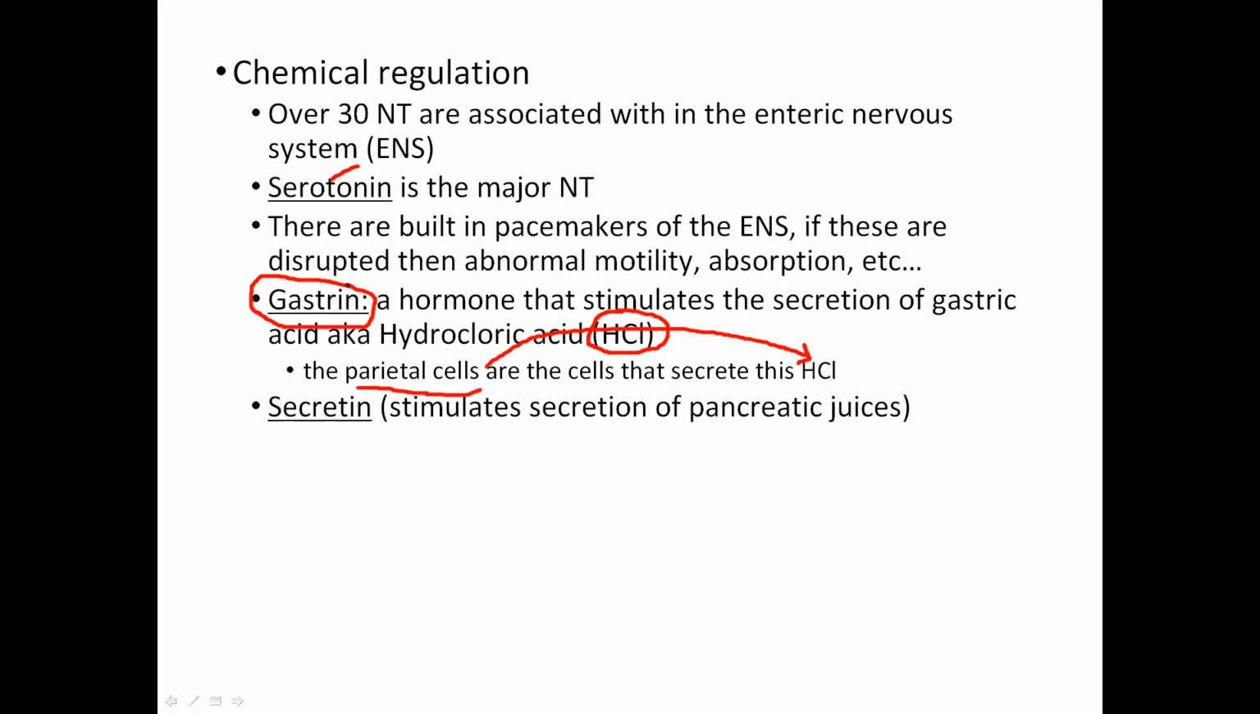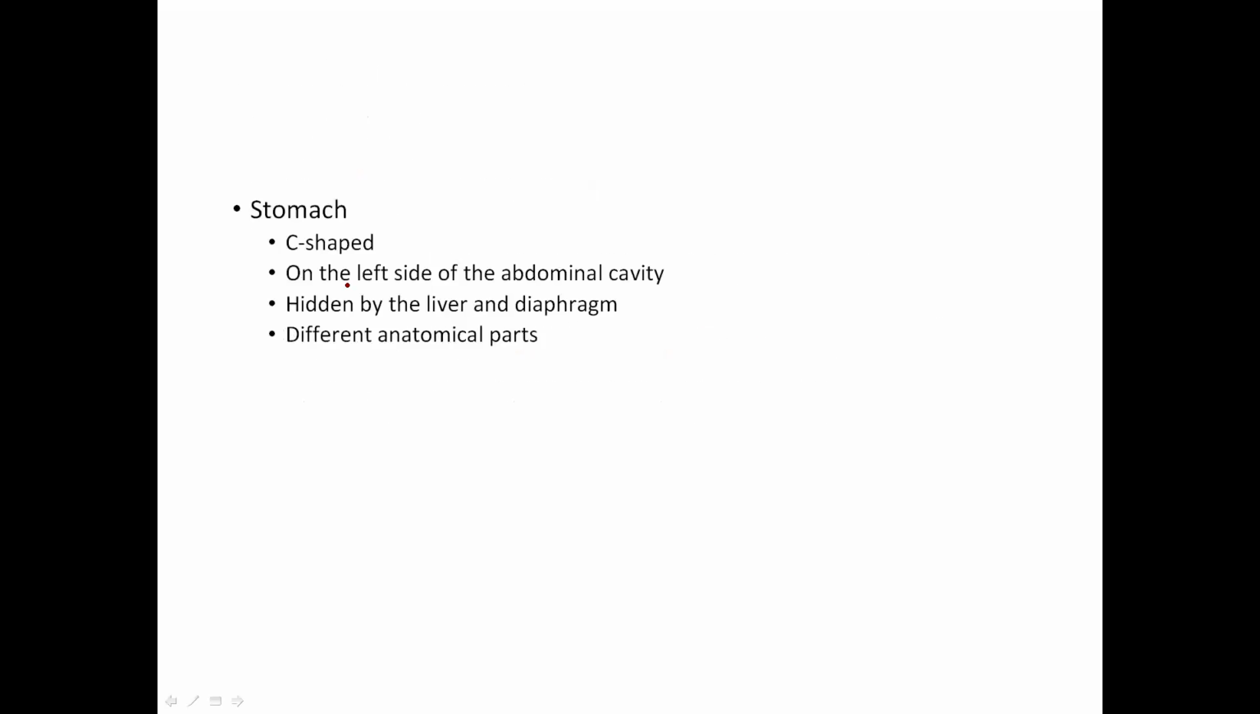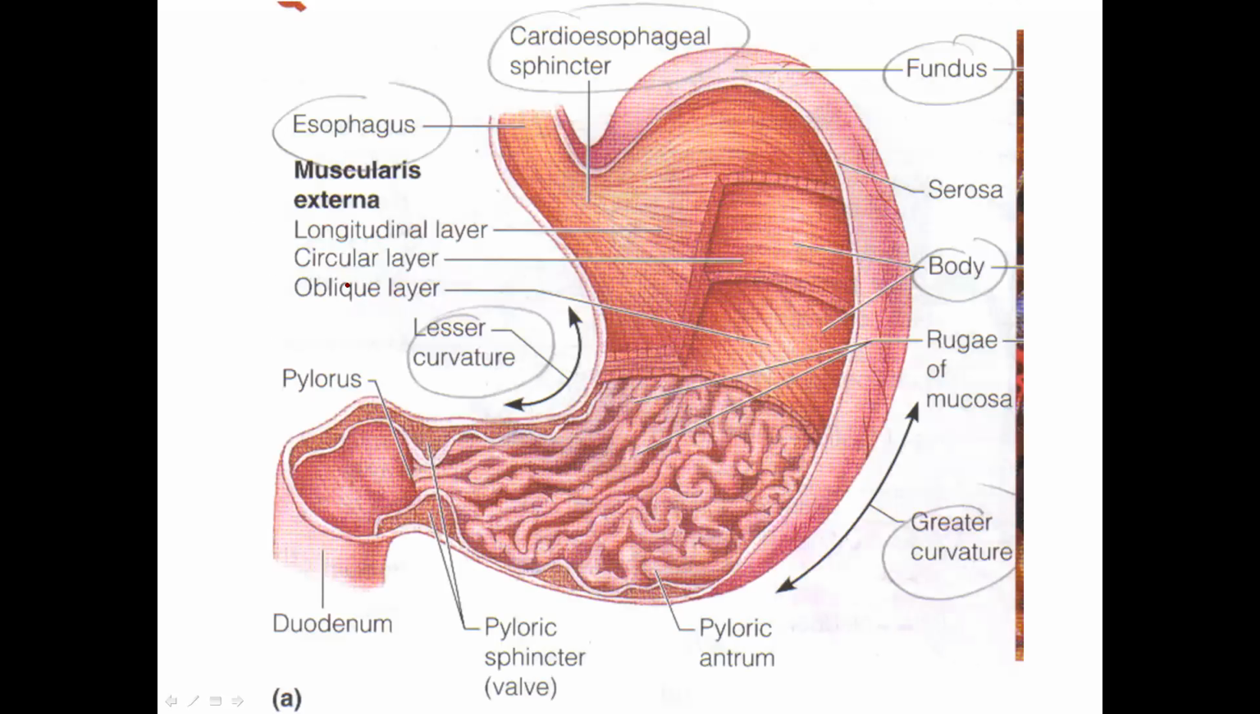The secretin is a hormone that stimulates the pancreas to release its digestive juices. All right, the stomach is a C-shaped organ. It does tend to favor the left side of the abdominal cavity. And here is the food tube coming in. There's the food tube, the esophagus.